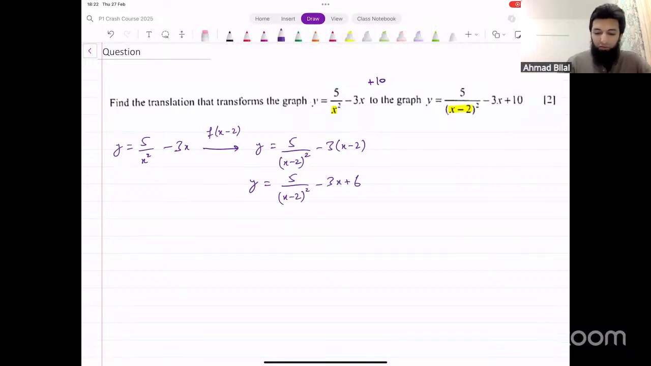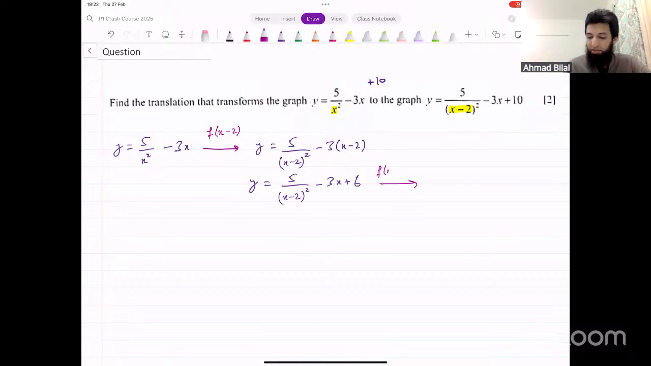And now what we have to do is go from this form to that final form. What do we have to do for that? In order to go from this form to that final one that we want, instead of 6, we want 10. How do you go from 6 to 10? What do you have to add outside the whole function? You have to add 4 outside.